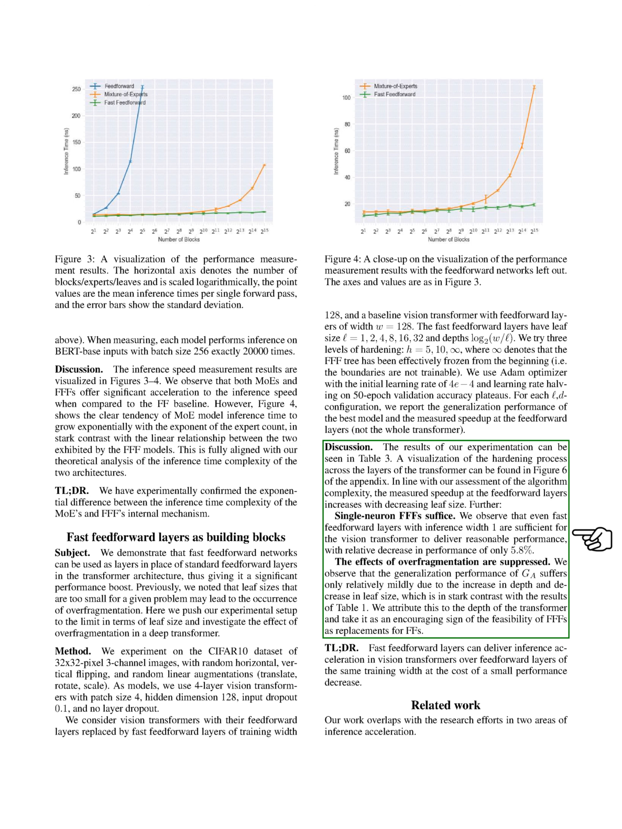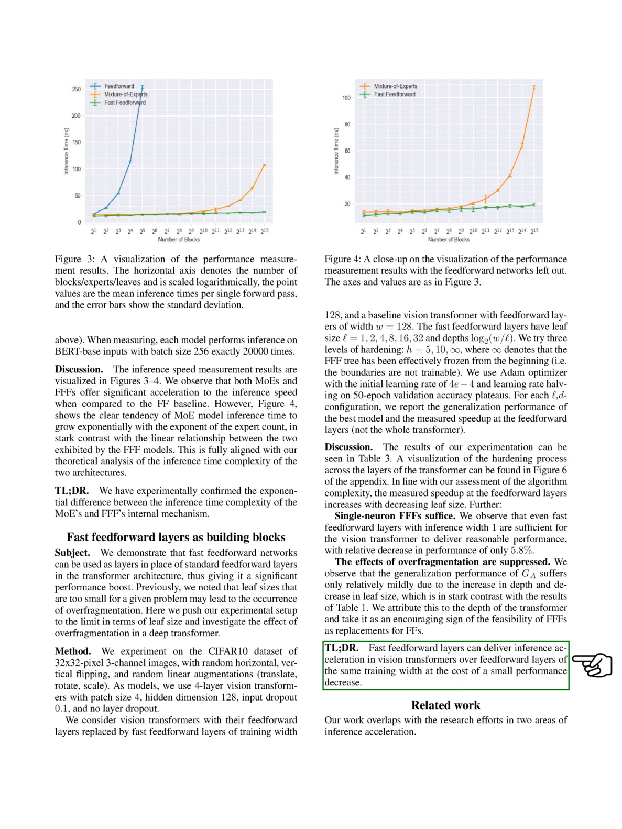We also noticed that the generalization performance didn't suffer significantly due to the increase in depth and decrease in leaf size. This contrasted with the results in the table, and we believe this is due to the transformer's depth, which is a promising sign for the viability of fast feedforward layers as replacements for feedforward layers. In summary, fast feedforward layers can speed up inference in vision transformers compared to feedforward layers of the same training width, with only a minor decrease in performance.